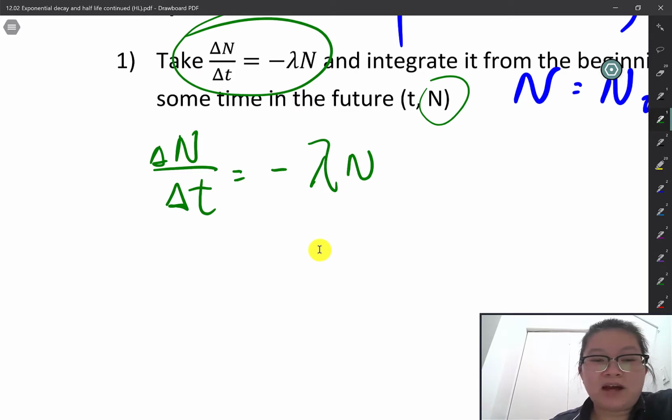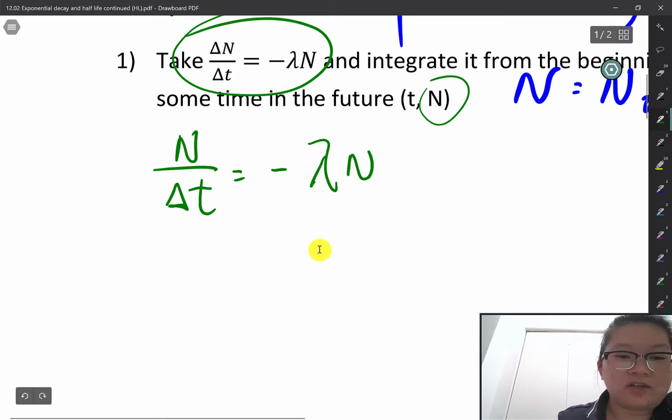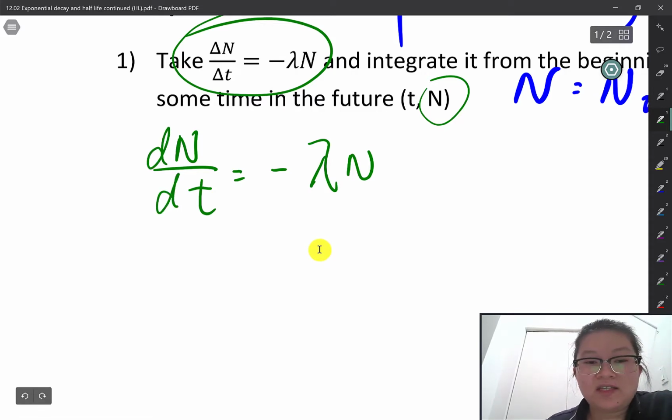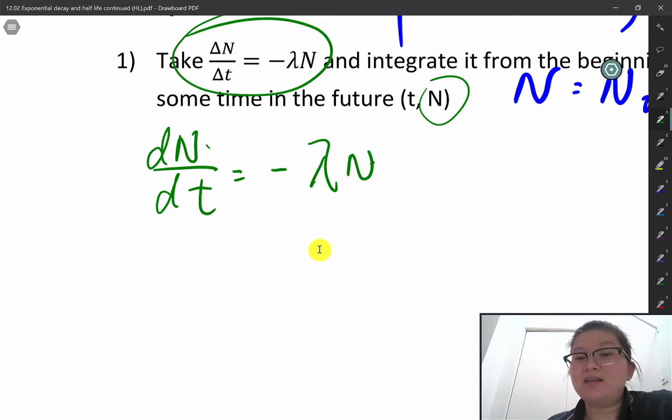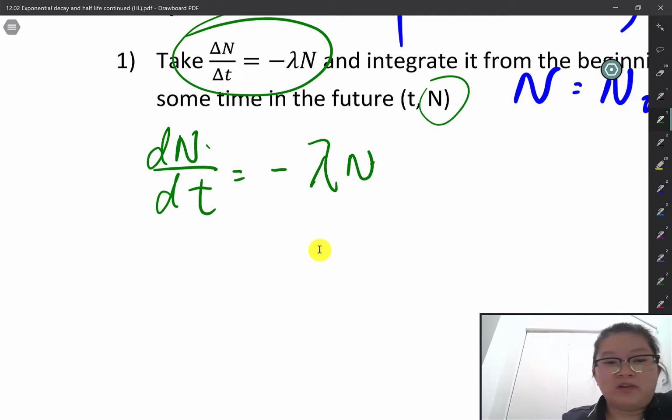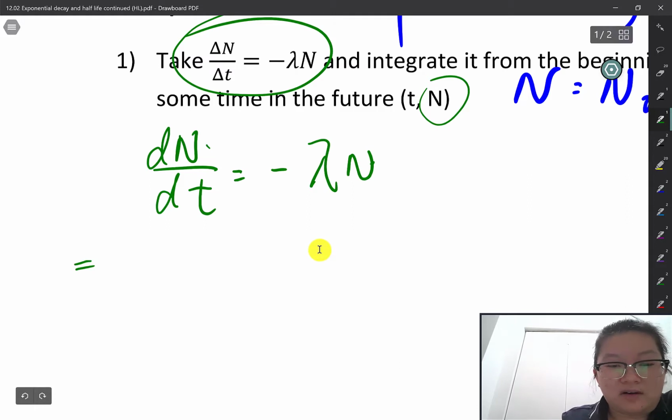What I mean by that is, if I had to convert this to a differential equation, it's going to look like this: dn over dt equals negative lambda n. So we have to combine the n's together before we take the integration, otherwise it's going to be very messy. We also need to put dt on the other side in order to integrate them separately. It doesn't really matter where the decay constant goes, since it's just a constant, but I like it on the right side.